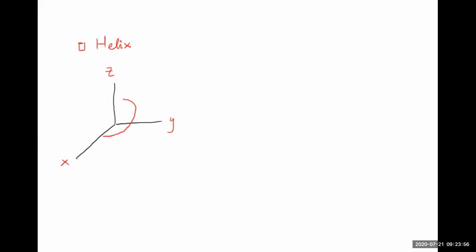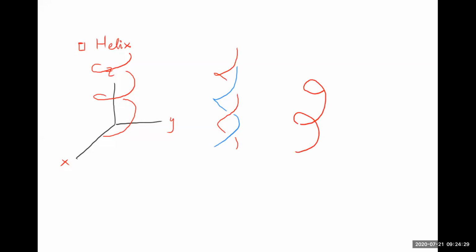It goes around the z-axis. If you haven't seen this before, it's very similar to the structure you might see in the double helix structure of DNA. It's something which rotates, for example, upward here. This is called a helix.